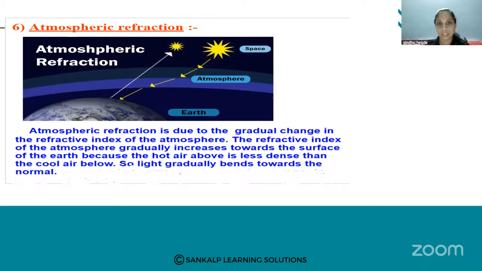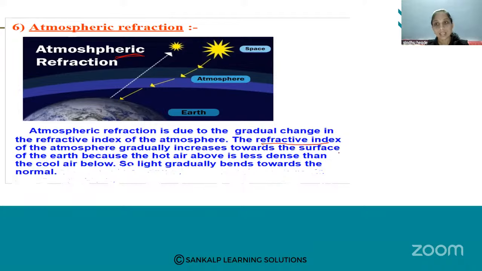We know that our atmosphere is filled with air, gas molecules and some other particles also. And our atmosphere has different layers, isn't it? Each layer has a different temperature and different density. Each layer of the atmosphere contains air of different temperature and different density. Due to these differences, its refractive index is also different.